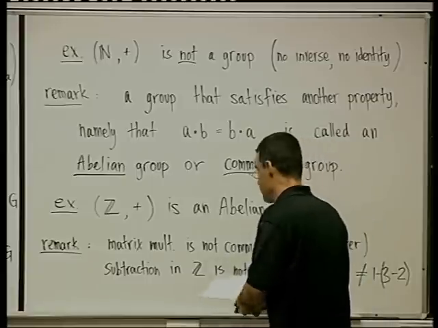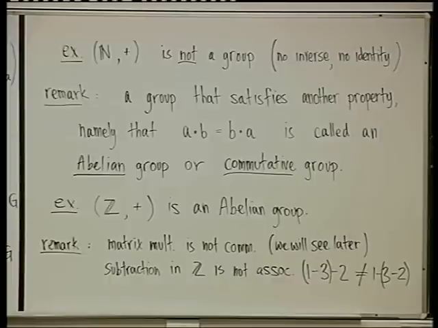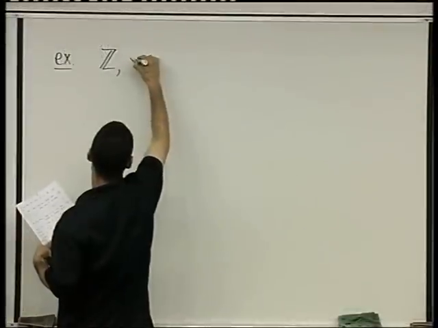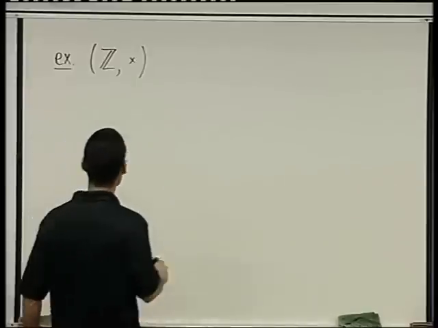Okay, let me ask you one more thing. I'm tempted to ask you at least one more thing. So here's my question. Suppose we take the integers, as an example, with the operation of multiplication. Is it a group?